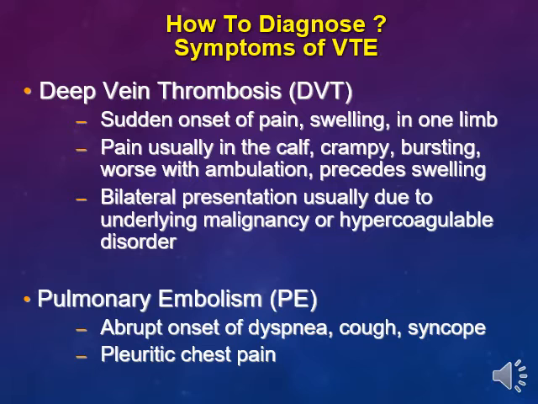The second item of VTE is pulmonary embolism, and usually it comes with a vague presentation, but when the patient has a history of deep vein thrombosis with abrupt onset of dyspnea and cough and syncopal attack or pleuritic chest pain, we must suspect the presence of pulmonary embolism.